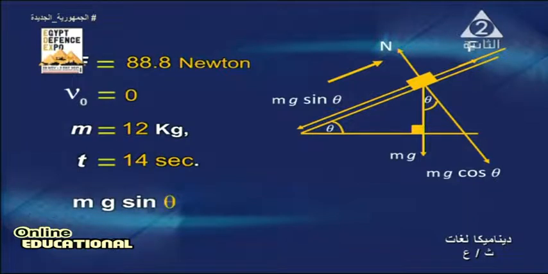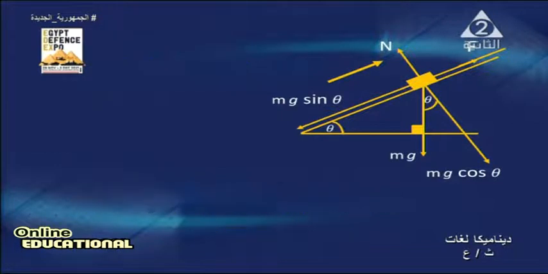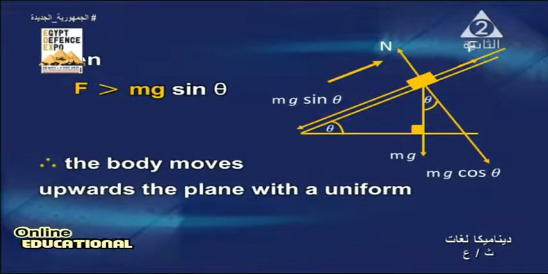Then mg sine theta equals 12 times 9.8 times sine 30 equals 58.8 Newton. Now the magnitude of the force is 88.8 Newton and the magnitude of the component mg sine theta equals 58.8 Newton. Then F is bigger than mg sine theta and the body moves upwards the plane with a uniform acceleration a.